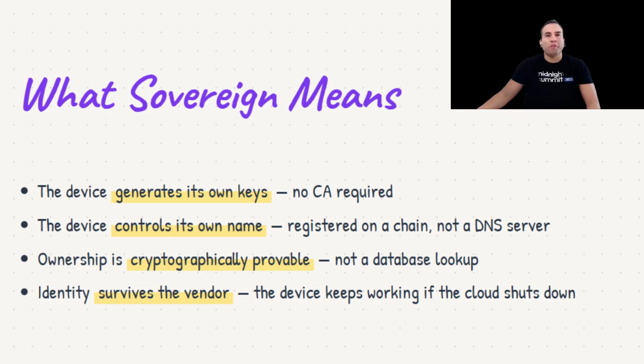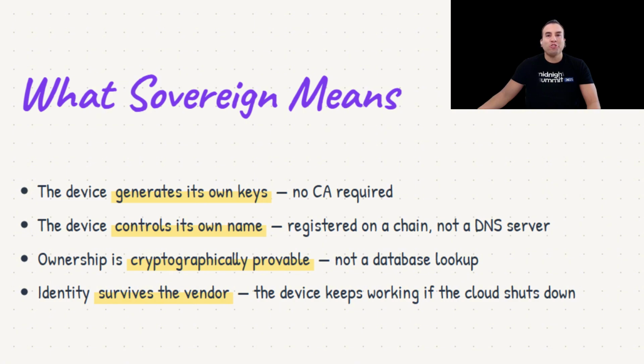What does sovereign mean? Sovereign identity means 4 specific things. 1. The device generates its own keys. No certificate authority required. Key generation happens locally, bound to hardware where possible. Second, the device controls its own name. It's registered on a public chain, not on a DNS server someone else operates. Transfer happens on chain, not through out-of-band paperwork.